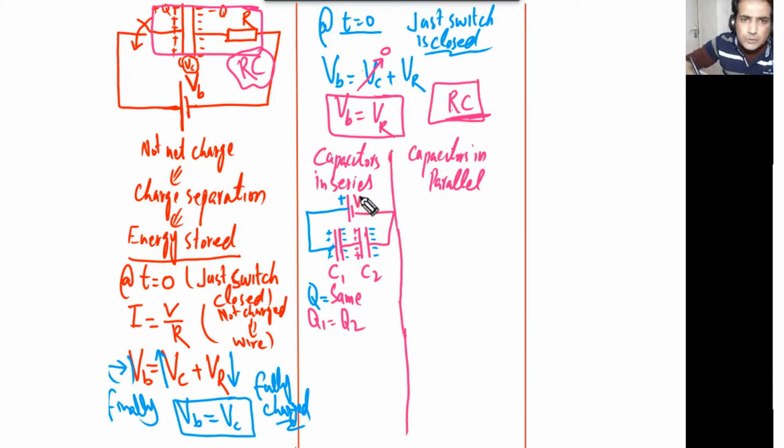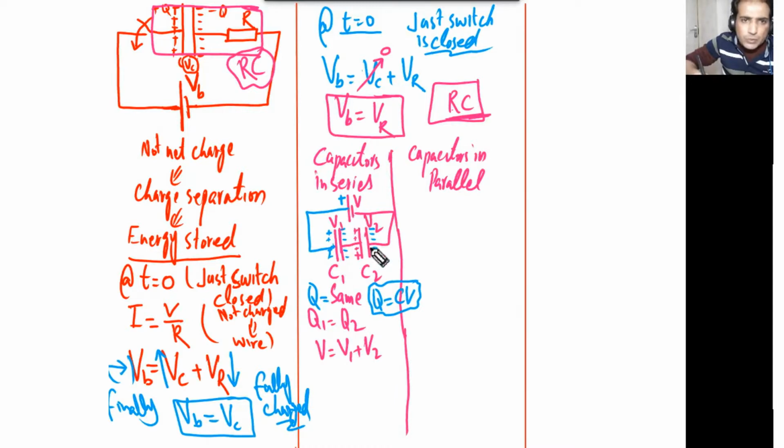Okay, now if this voltage is V, then this one has to be V1 and this one V2. V of the battery means the potential difference across the battery, or you can say the EMF of the battery. This is an ideal battery with no internal resistance, so V has to be equal to V1 plus V2. Now how do we calculate capacitance? We need to understand the relation between Q, V and C. That relationship is Q is equal to CV.